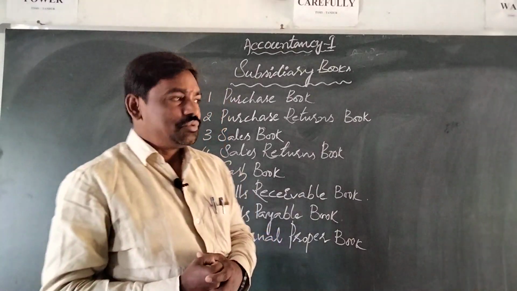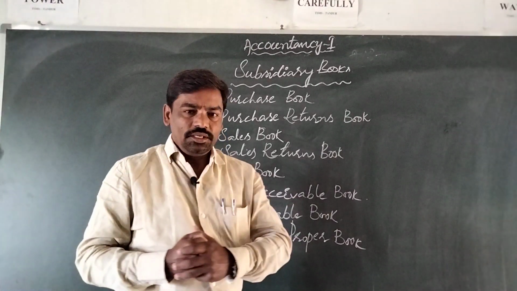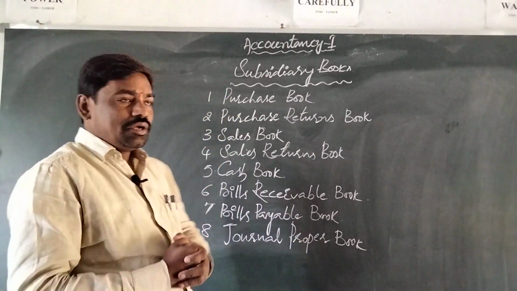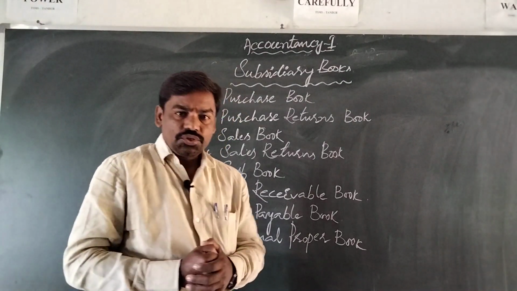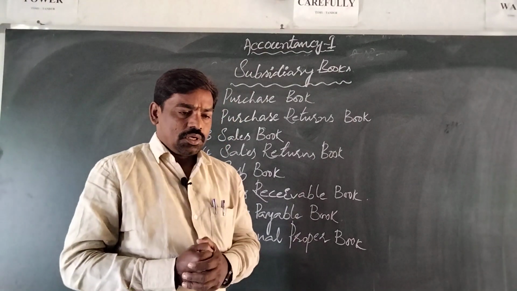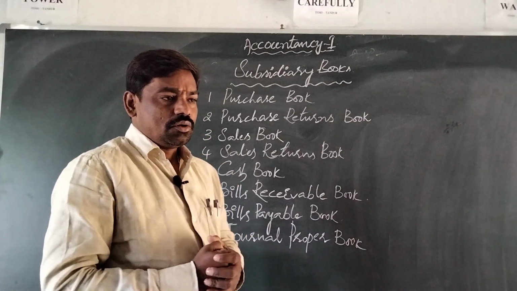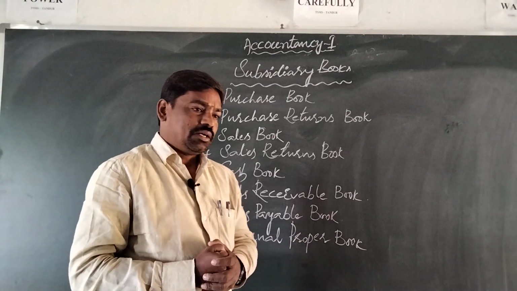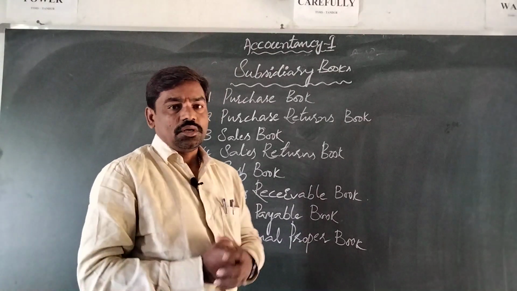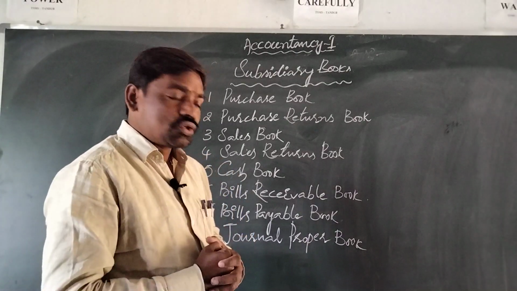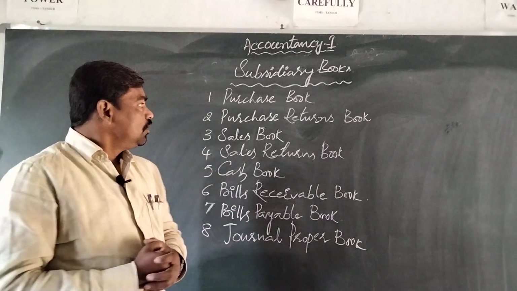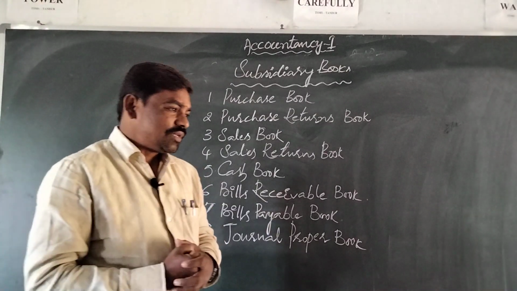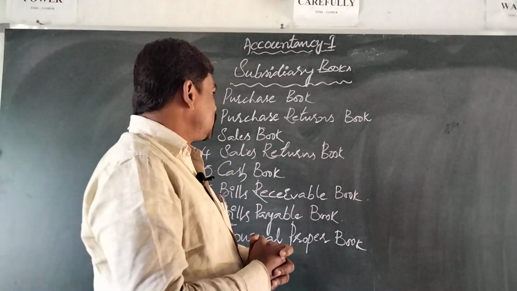Today I am going to teach you CEC first year accountancy. In that, an important chapter, subsidiary books. Dear students, here subsidiary books are the books which are helpful to record specific variety of transactions in the books of business. So here the total subsidiary books are classified or divided into 8 types.